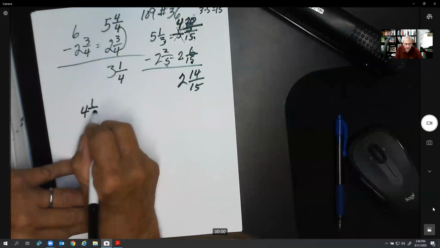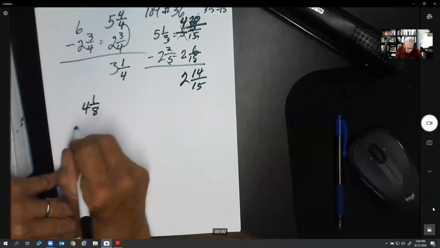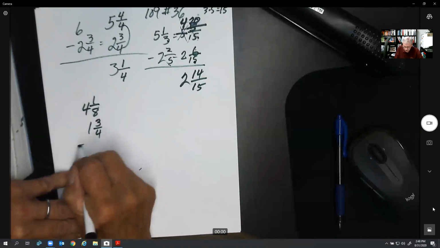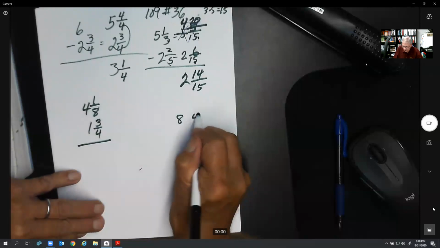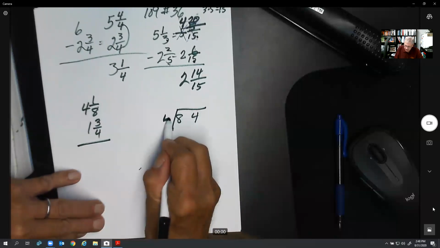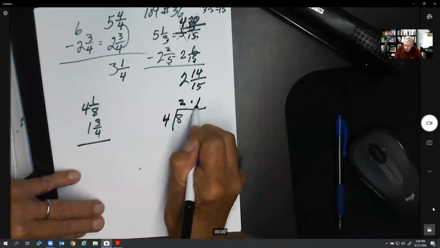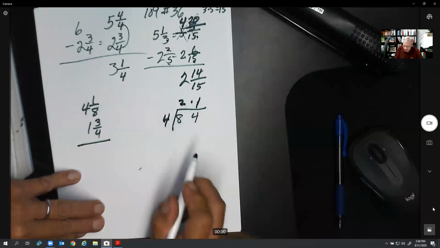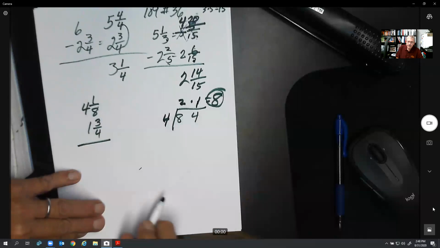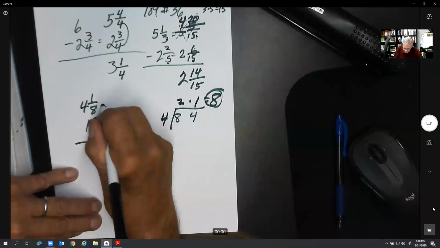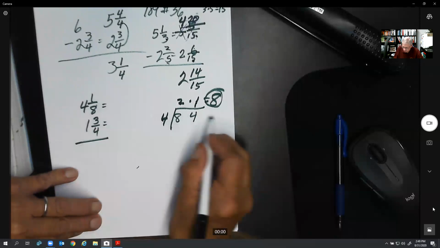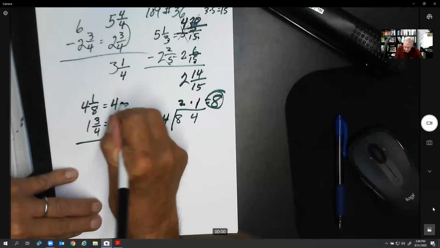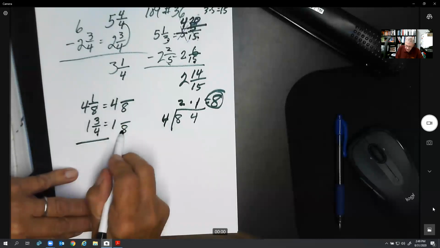4 1/8, take away 1 3/4. So you're saying 4 times 8 is 32. No. Divide both of these by 4. 2, 1. 4 times 2 is 8. 8 times 1 is 8. Common denominator, 8. See, much smaller. Okay. This works every time. 1, 4, 8, 8. 4 and 8 is 2.